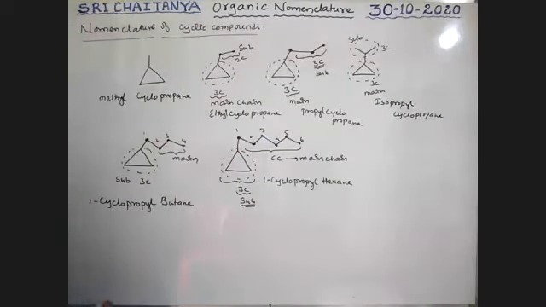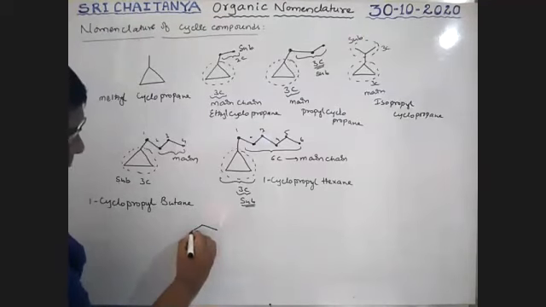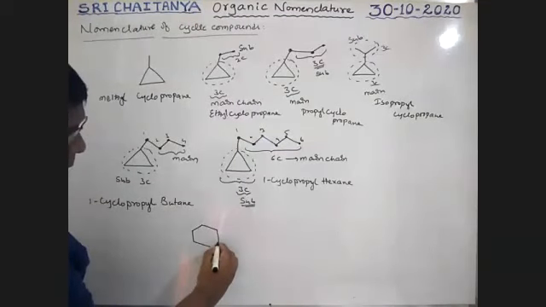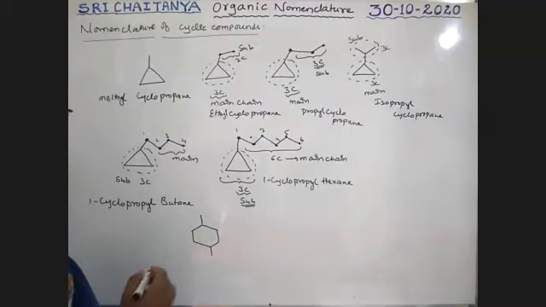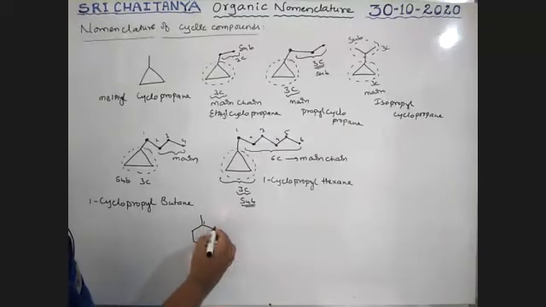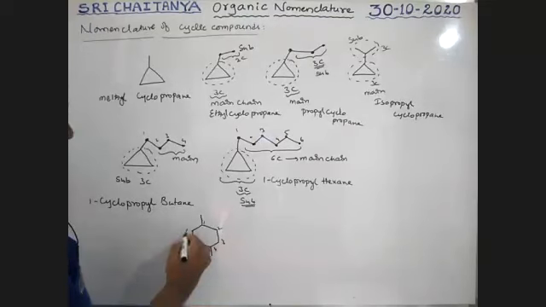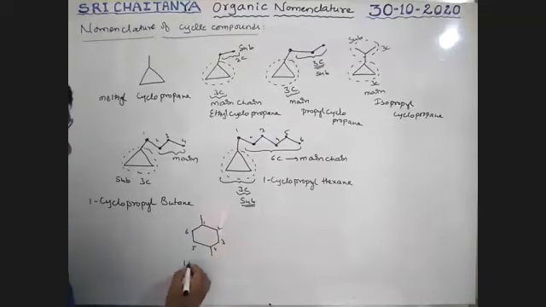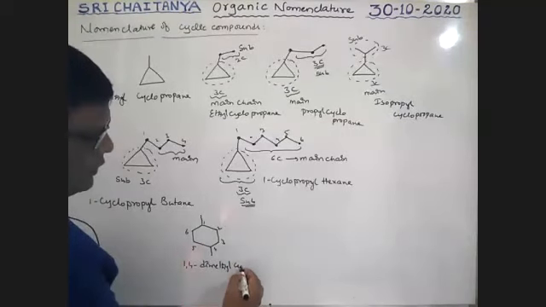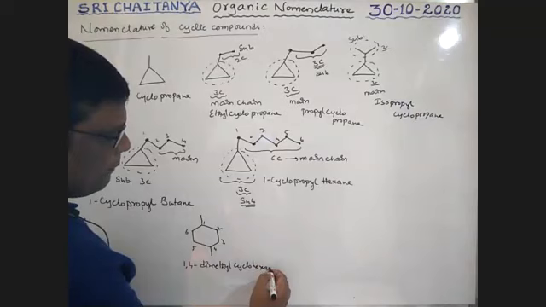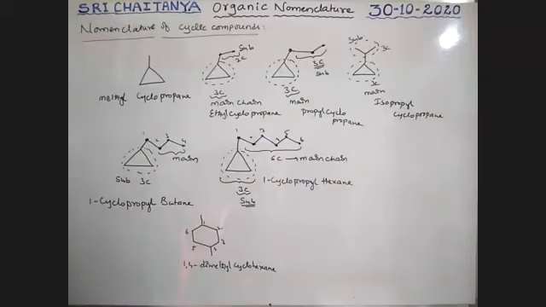Next one. Now, what is the name of this compound? See here. It is a cyclohexane. Here a methyl group is attached, and here another methyl group is attached. So methyl, methyl. Therefore, numbering 1, 2, 3, 4, 5, 6, it is 1,4-dimethyl cyclohexane.